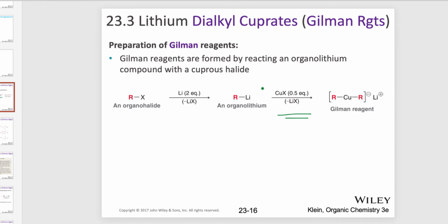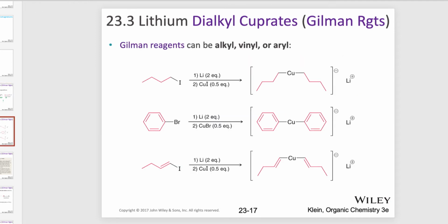We need a 2-to-1 ratio, so therefore 0.5 equivalent of our copper X component, and we now have two alkyl groups present in this Gilman reagent. Very important though, please remember that even though there are two R groups present, only one R group is being transferred into a substrate. Let's look at a couple of examples.